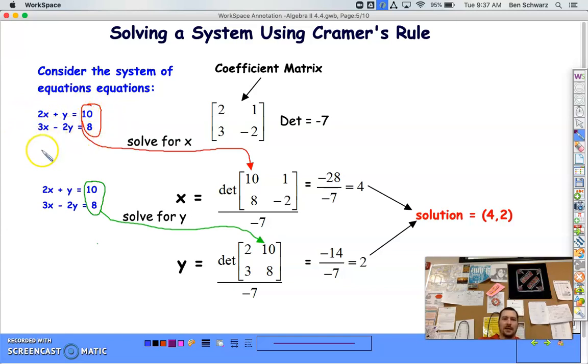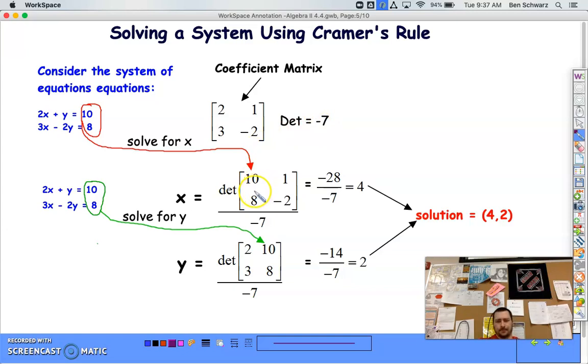Well, first we need to write down our coefficient matrix. So again, coefficients are just the numbers in front of the variables. So we have 2, 1 for the 1y here, and then 3 and negative 2 for the bottom. So the first step is to calculate the determinant of that matrix. So that's negative 4 minus 3, so we get negative 7. Then we go to the next one.